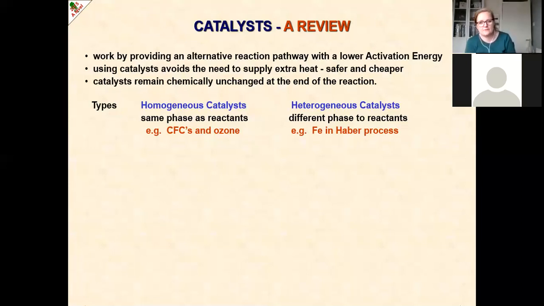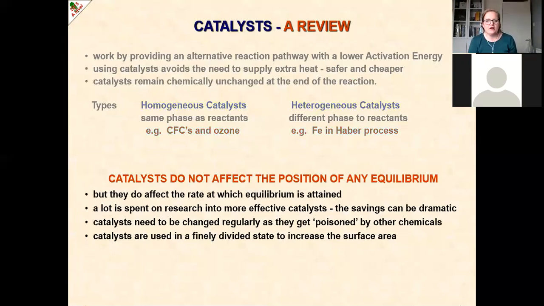So here's some types. We can get homogeneous catalysts, and these have the same phase as reactants, so CFCs and ozone. We can also get heterogeneous catalysts, and these have a different phase to our reactants, for example, iron in the Haber process. We haven't done the Haber process yet, but when we do, we'll look at that again and we'll review catalysts again. This is really, really important.